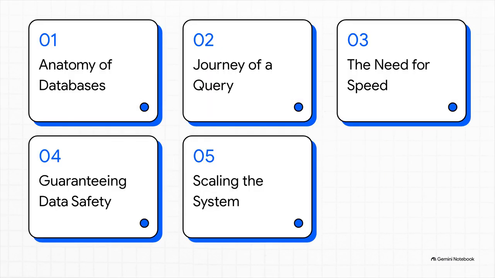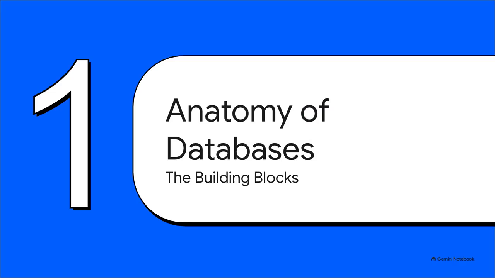To figure that out, we're going to break this down into 5 parts. First, the anatomy of databases. Second, the journey of a query. Third, the need for speed. Fourth, guaranteeing data safety. And fifth, scaling the system. Starting right off with Section 1, the anatomy of databases.